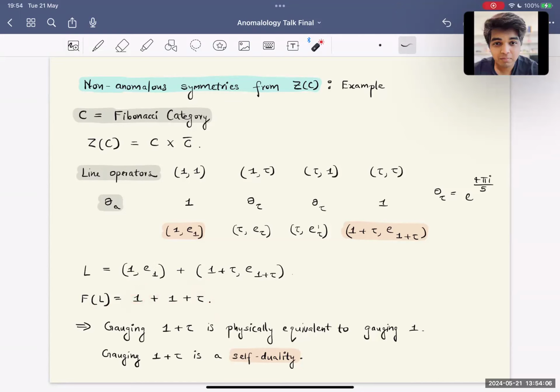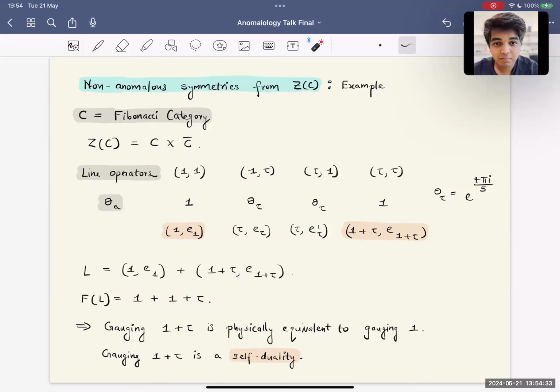But remember, I told you that when you get multiple algebras from the same gapped boundary, gauging them are physically equivalent. In this case, you get 1 and 1 plus tau from the same gapped boundary. Therefore, gauging 1 plus tau should be the same as gauging nothing. Which means that 1 plus tau gauging is actually a self-duality of the Fibonacci category.